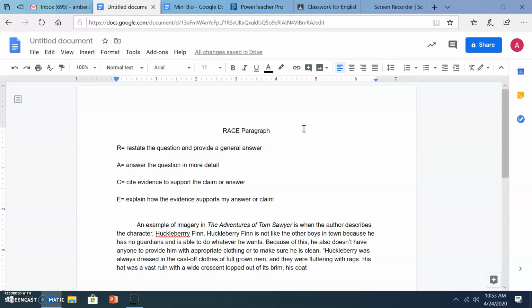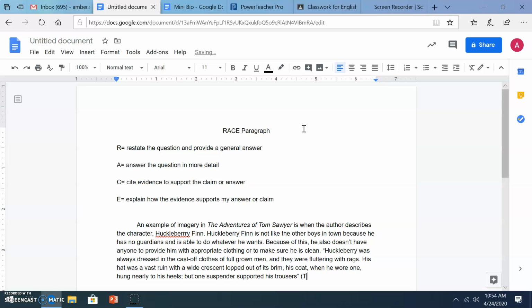His coat, when he wore one, hung nearly to his heels. But one suspender supported his trousers.